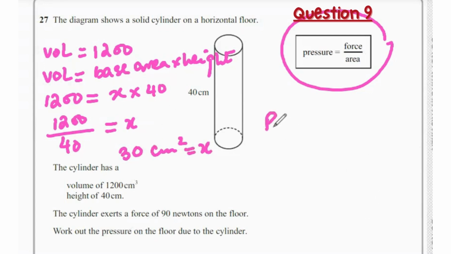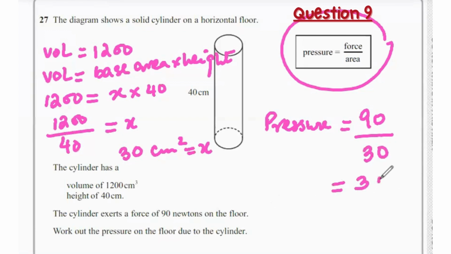So pressure is going to be force, which is 90 newtons, divided by the area, which is 30. So 3 Newton per centimeter square is our pressure applied on the floor due to the cylinder.